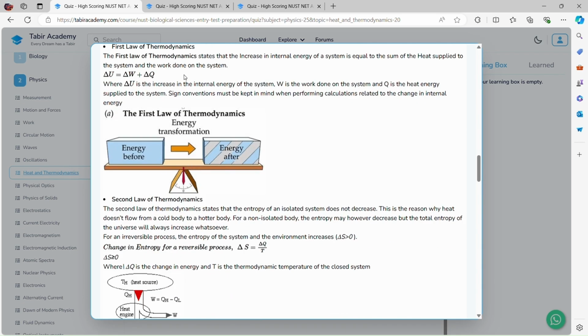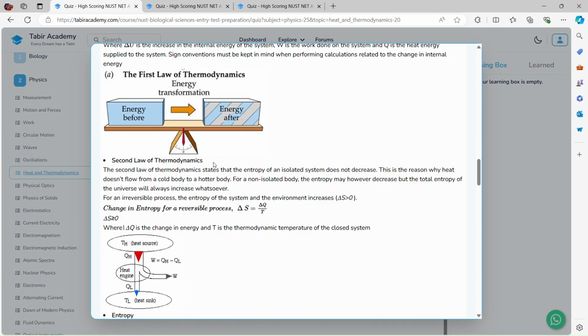Second law of thermodynamics. Here you can see energy before and energy after, they're equal. It's a visual diagram. The second law of thermodynamics states that the entropy of an isolated system does not decrease. This is the reason why heat doesn't flow from a cold body to a hotter body. For a non-isolated body, the entropy may, however, decrease, but the total entropy of the universe will always increase. For an irreversible process, the entropy of the system and the environment increases. Change in entropy is greater than zero.